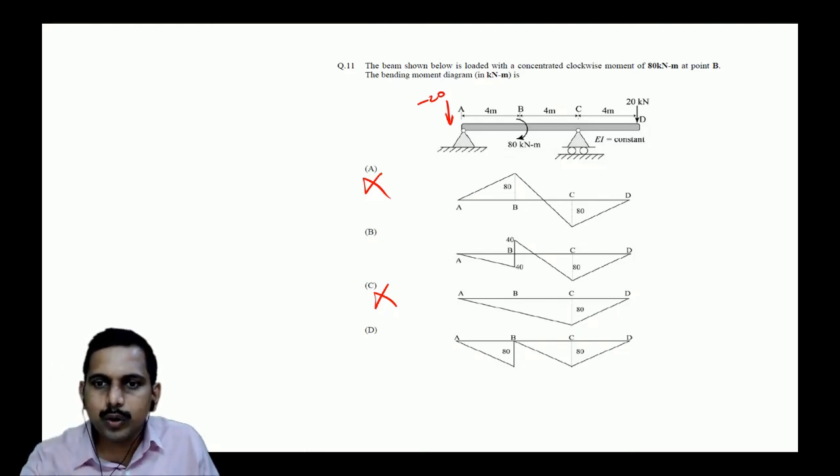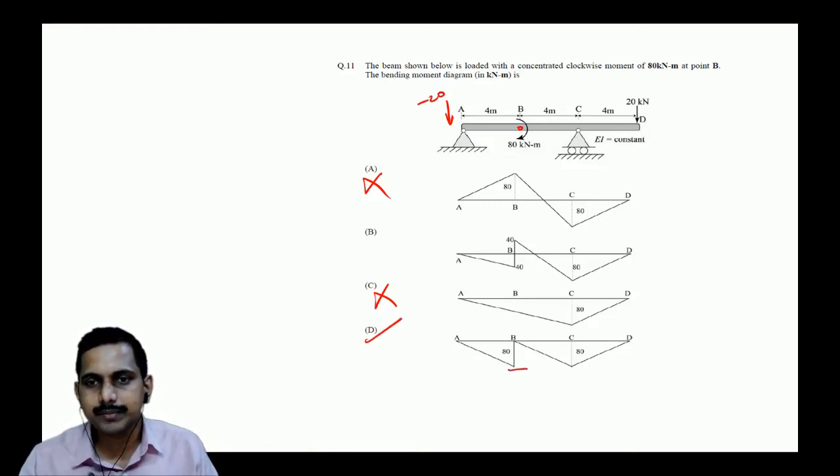So here you see you can go directly. Here it's 4 into 20. So 80. 80 is the answer. So that's it. D is the answer. Simple and straight. Correct. So on one side, if you take the bending moment, that's more than enough.